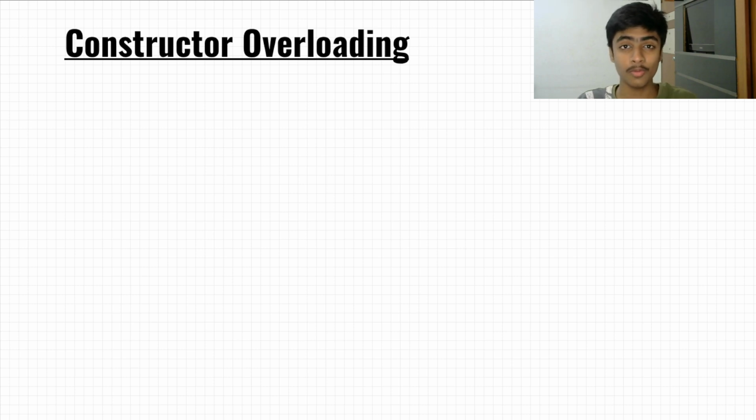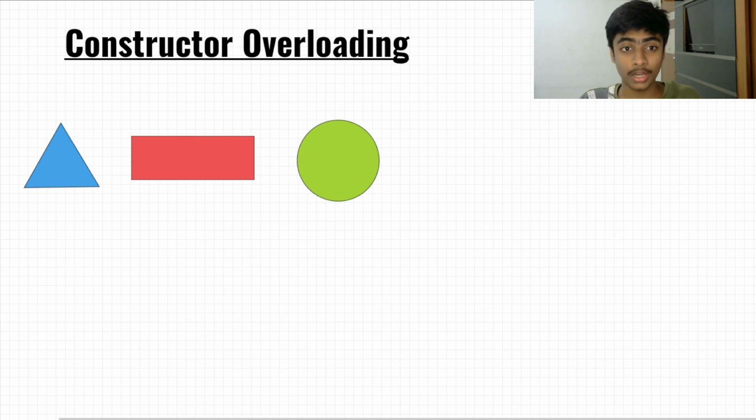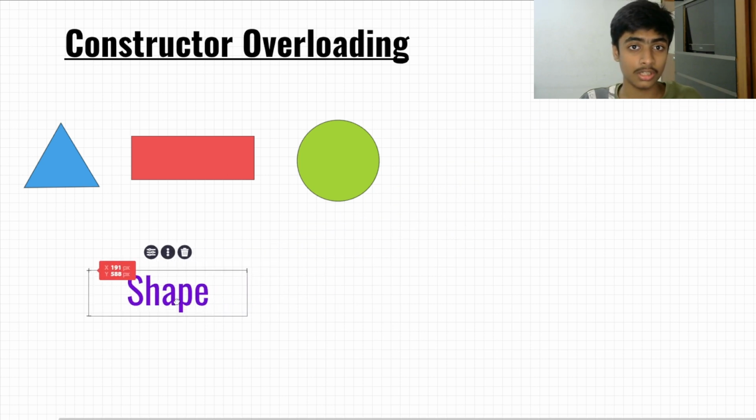In this video, we're going to be looking at constructor overloading in Java. So in the last video, we learned about method overloading. It's basically the idea where you represent the same method in multiple forms with the same name. Basically when different kinds of shapes are still shapes.